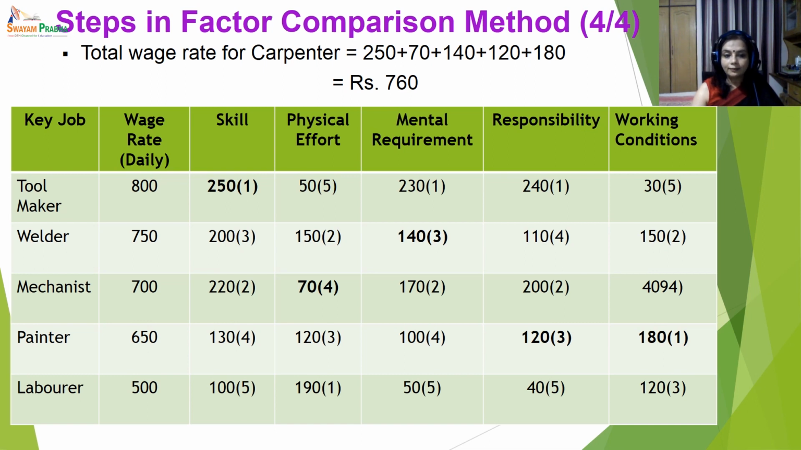For physical effort, if it is similar to mechanist, we will take the mechanist's physical effort, that is 70 rupees, for carpenter. For mental requirement, it is similar to welder, so we will again pick up 140 for that. Responsibility is similar to painter, so if we see painter with responsibility, that is 120. 120 will be selected. For working condition, it is again like painter, so 180. So the total wage rate for the carpenter will be rupees 760. So this way we have calculated the wage of the carpenter.